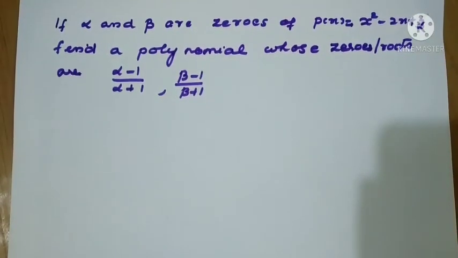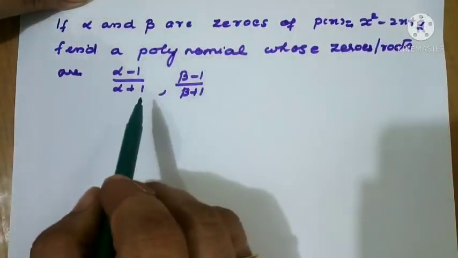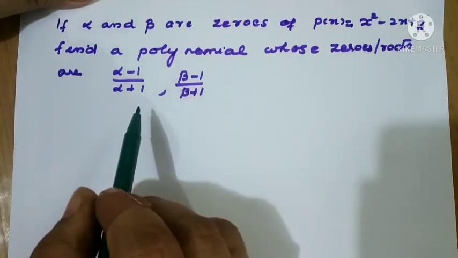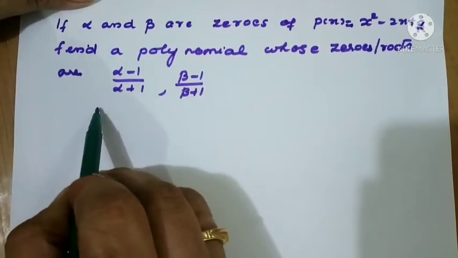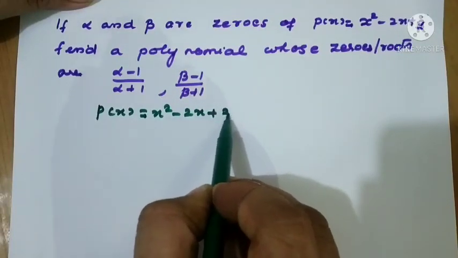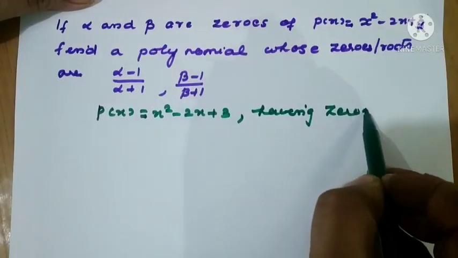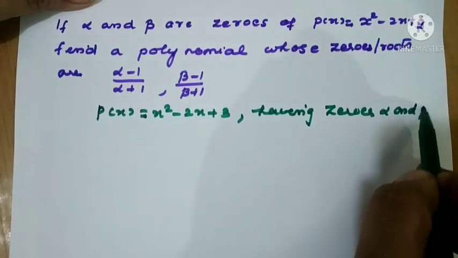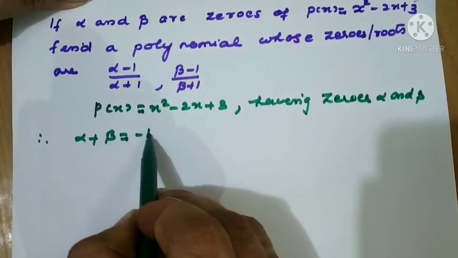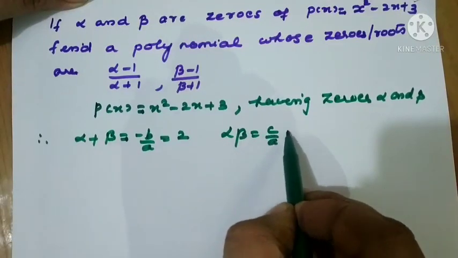If alpha and beta are the zeros of p of x equal to x square minus 2x plus 3, find a polynomial whose zeros or roots are alpha minus 1 divided by alpha plus 1, beta minus 1 divided by beta plus 1 only. So let us take down p of x. P of x equal to x square minus 2x plus 3 having zeros alpha and beta. Therefore, alpha plus beta equal to minus b by a equal to 2. Alpha beta equal to c by a equal to 3.